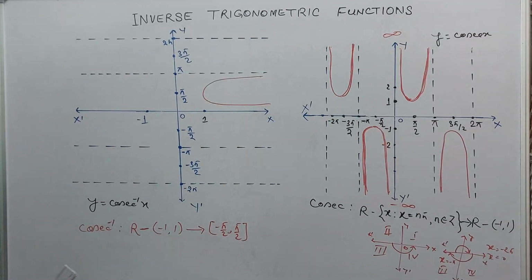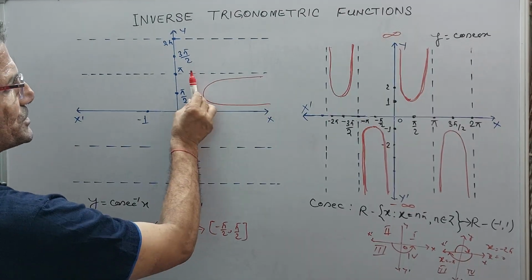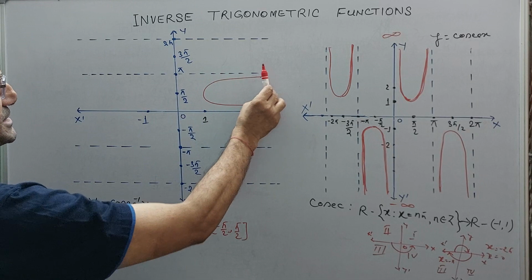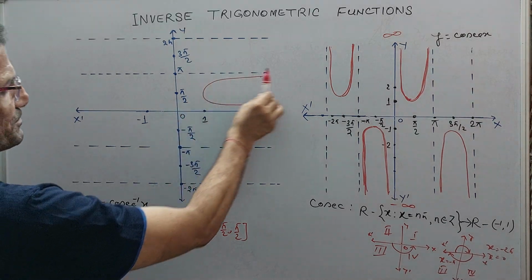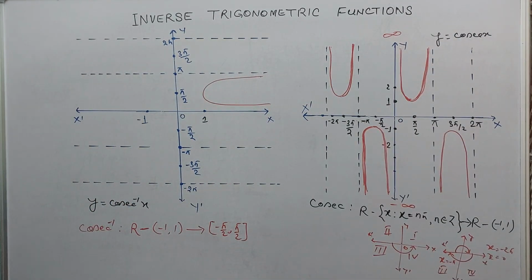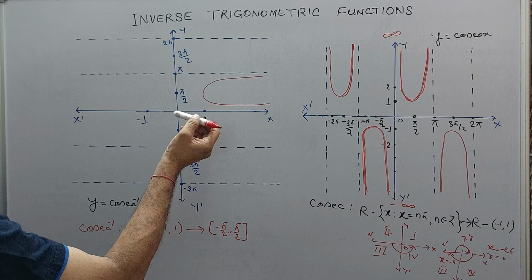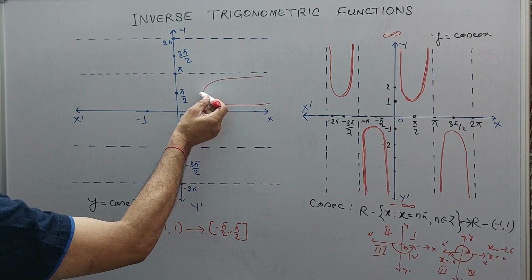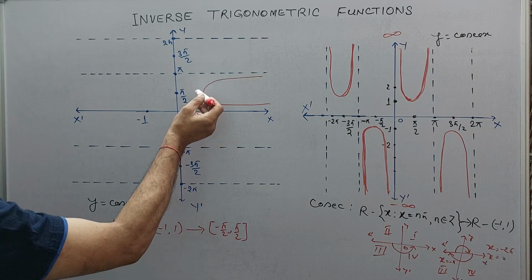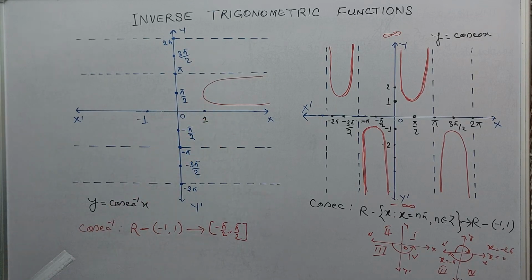This is also known as the principal value branch of the cosec inverse. So the corresponding graph of this one will be this one, from 1 to plus infinity, and the values of the domain are from 1 to plus infinity, and the values of the range will be from minus pi by 2 to pi by 2, and the corresponding graph of this one will be in the negative side of this one.